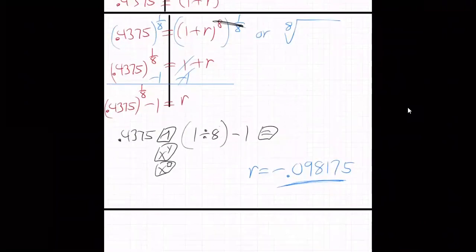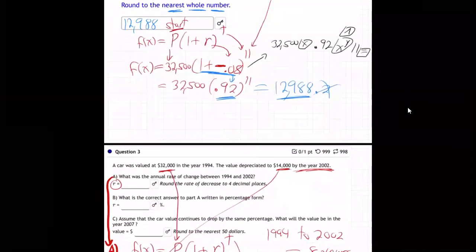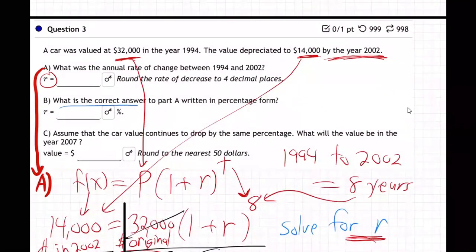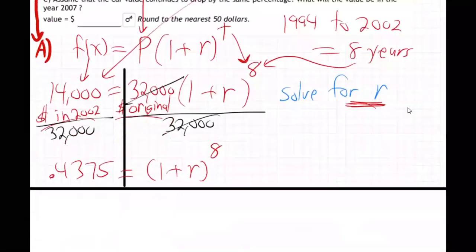Let's do it. 1, 2, 3, 4 right here. And that 7 says to round that up. So the R will be negative 0.0982. So there it is, rounded to 4 decimal places. And that's part A. And then part B says, what is the correct answer written in percentage form?